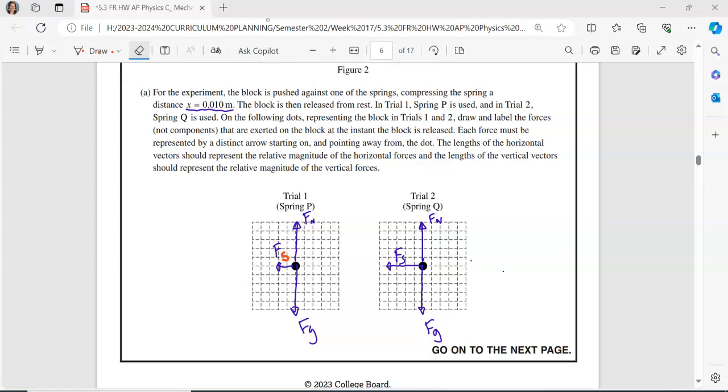Okay, so how the scoring works for this problem is it is just out of 2 points. You get 1 point for correctly drawing FN and FG on both free body diagrams at the same magnitude and size. And then you get 1 point for correctly drawing the spring forces and indicating that the spring force FS from spring Q is twice as large as the spring force from spring P.